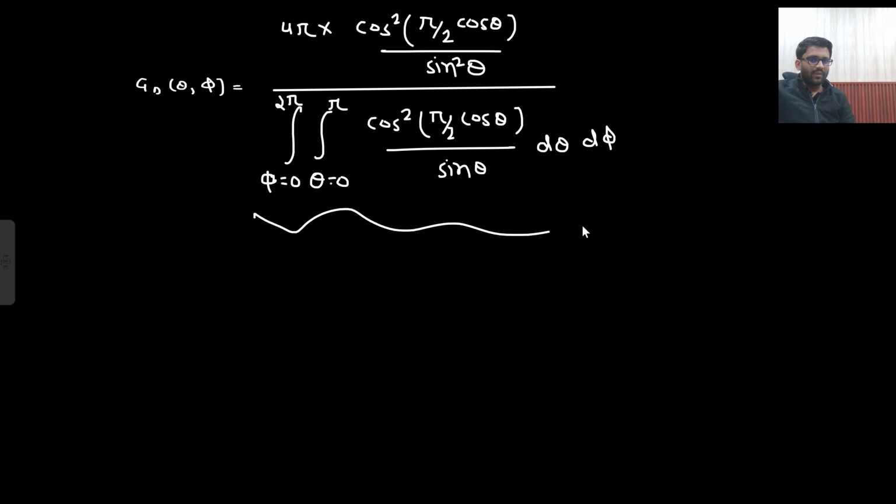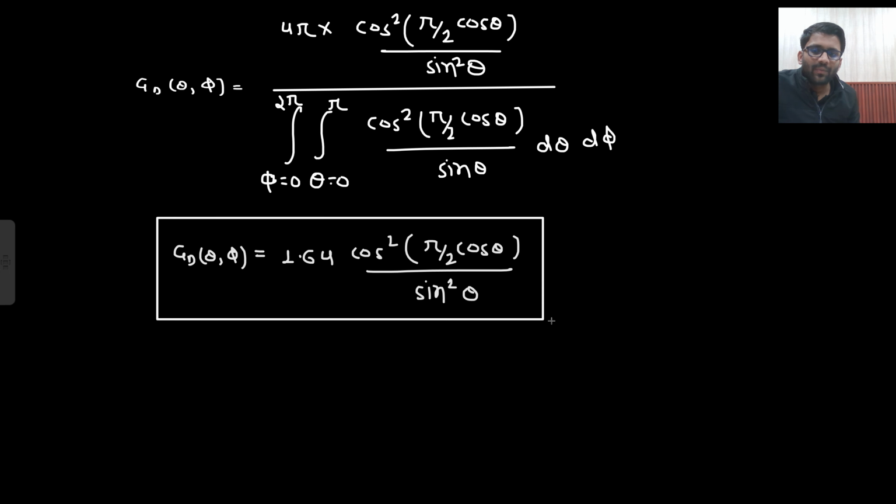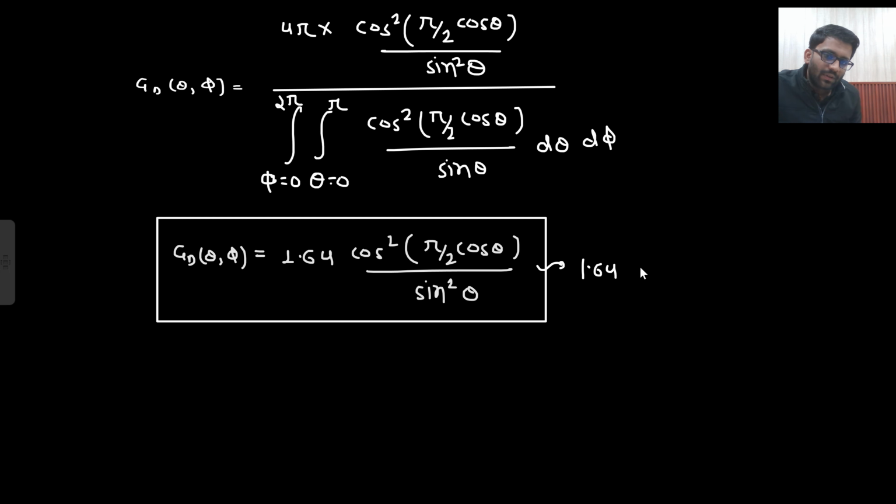Now this I need to integrate. So when I integrate this and put the values, so what do I get? 1.64 cos square pi by 2 cos theta divided by sin square theta. So that is the directivity you get. It might not be that easy to remember this one, but how you can remember this one is that 1.64 f square theta. In that manner you can remember, but it is not that easy.